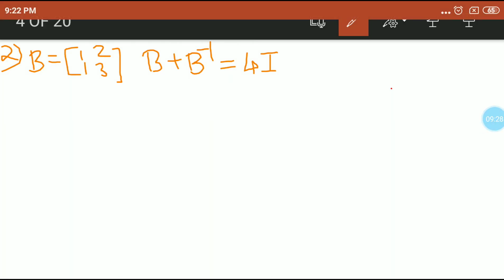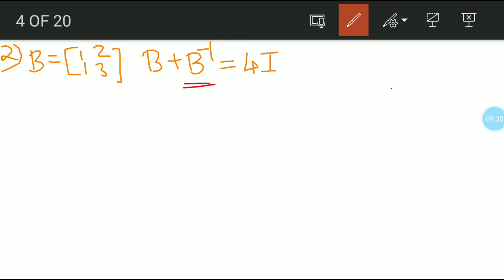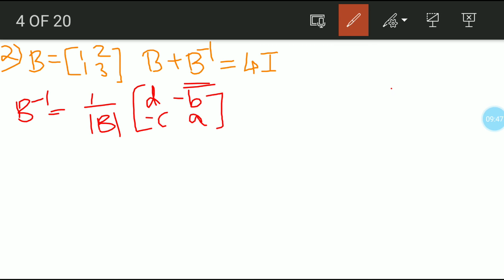First, for finding this, we have to find the inverse, because we are using it here. So for that we will find B inverse. The B inverse formula is 1 by mod of B, then D, minus B, minus C, A. You have to remember this formula, because for finding any inverse you have to use it. Now here we have to find the mod of B. How to find it, I already explained.